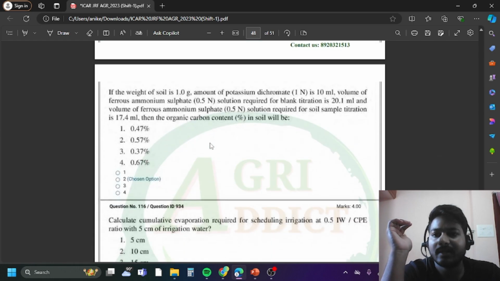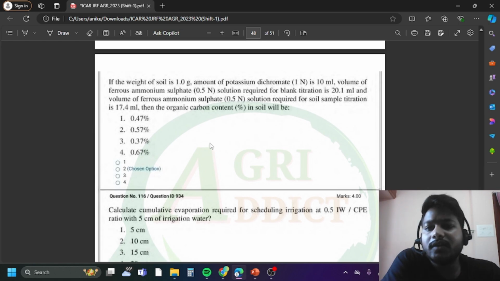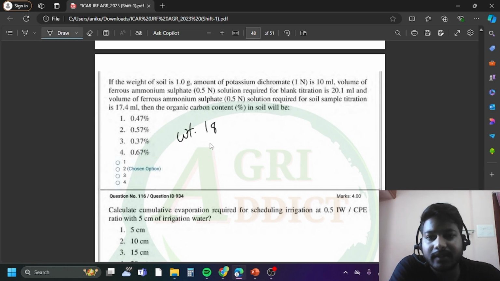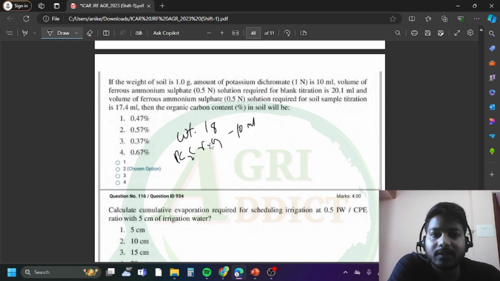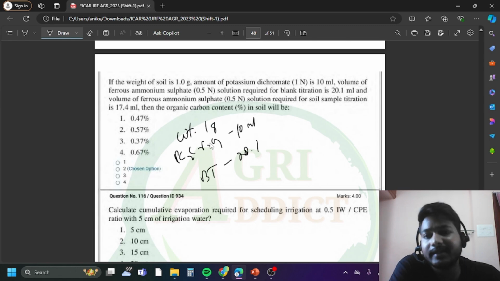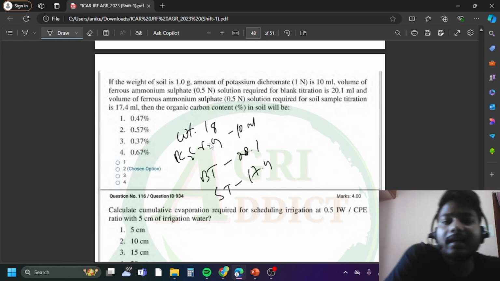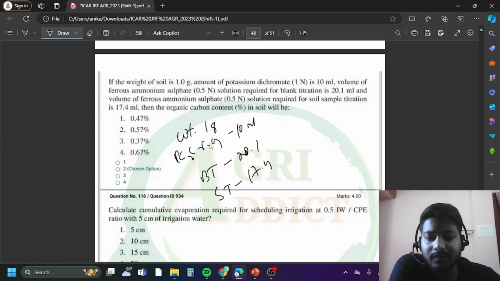Next question: the weight of soil is 1 gram, the amount of potassium dichromate, K2Cr2O7, one normal, is 10 ml. The volume of ferrous ammonium sulfate solution required for blank titration is 20.1, and for soil sample titration is 17.4. Then the organic carbon content in soil will be, we just need to put the formula.